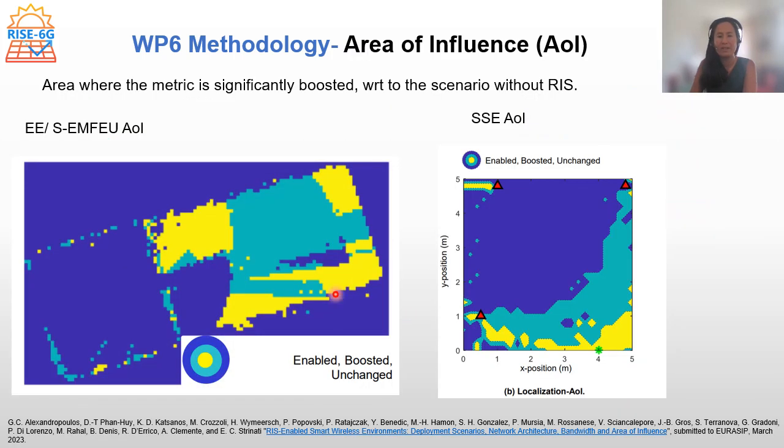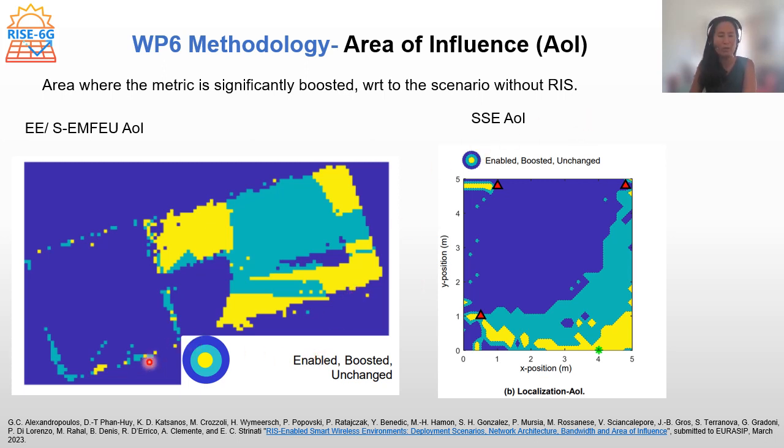So the next step is to define where the performance is boosted. So we introduced a new concept, the concept of area of influence, or AI. So this is the area where the metric that I have introduced before is significantly boosted with respect to the scenario without reconfigurable intelligent surface.